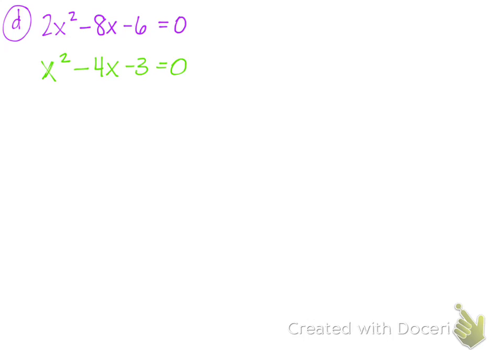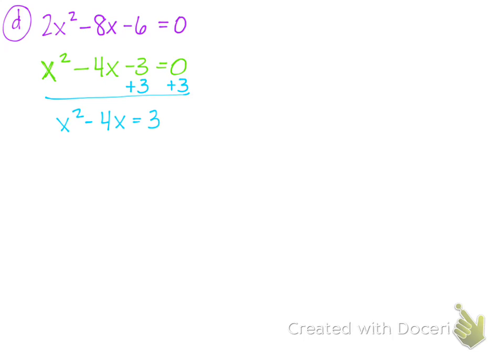Now, at this point, it's just like we've been doing. So let's finish this one up. First thing we want to do is add our constant over. Because we have a negative 3, we're going to add it over. And we have x squared minus 4x is equal to 3 now.